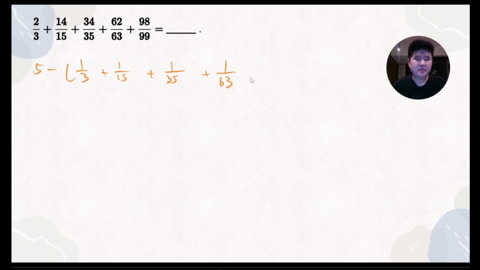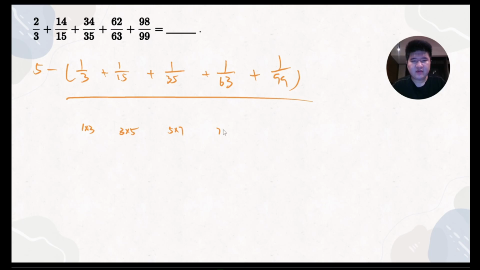1/63, 1/99. It cannot be split up directly. 对于这样的一个的话呢，它不能够直接列项。Why? Because 3 is 1 times 3, 15 is 3 times 5, 5 times 7, 7 times 9, and 9 times 11. The difference between these two factors is not 1.